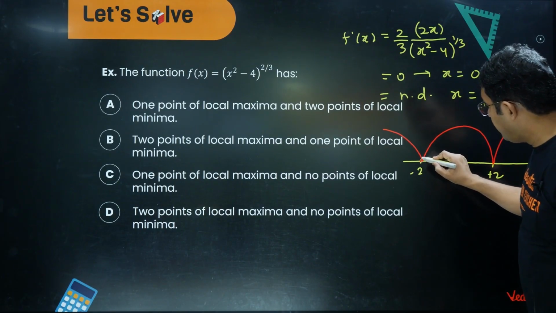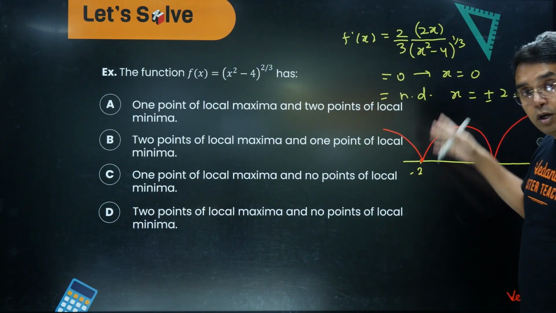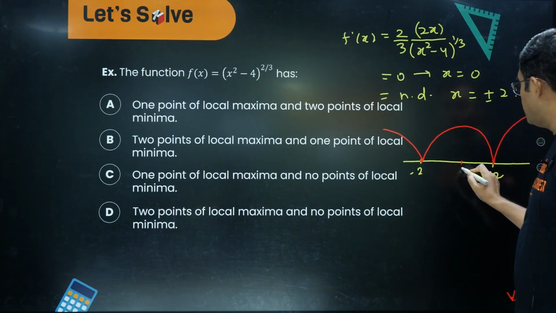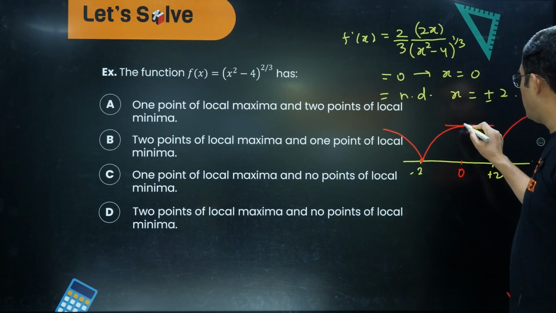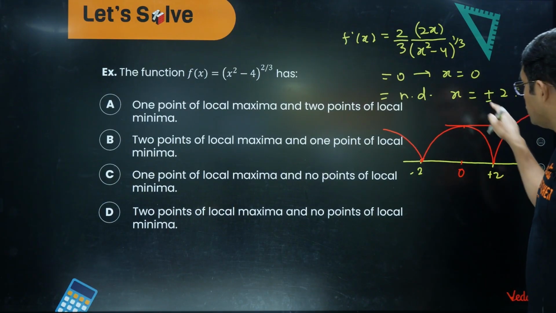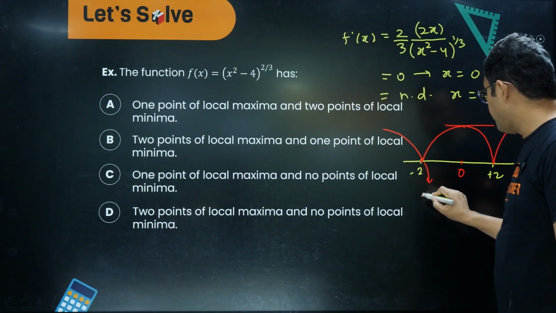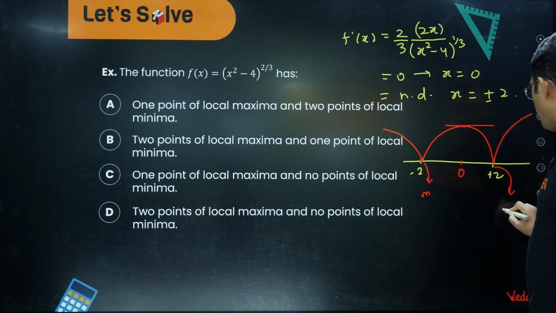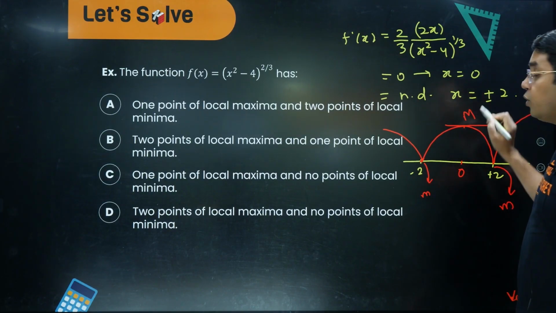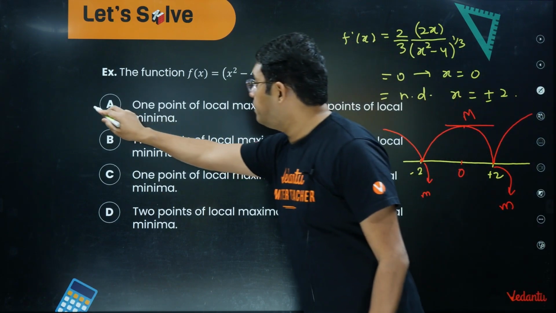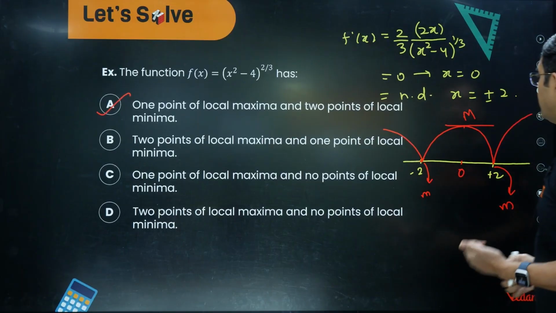So the derivative at -2 and +2 will be going towards infinity, whereas there will be a point x equal to 0 where the derivative will be equal to 0. So now from this graph we can very clearly see that this is a point of local minima, this is also a point of local minima, and this is a point of local maxima. So 1 point of local maxima and 2 points of local minima. So that's it. Okay, so that is one method.